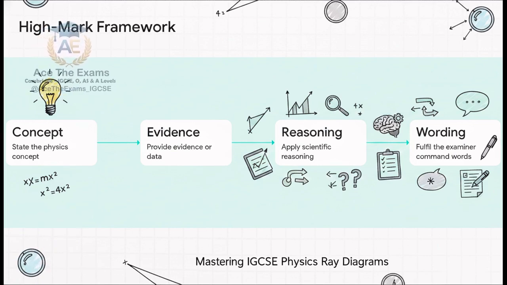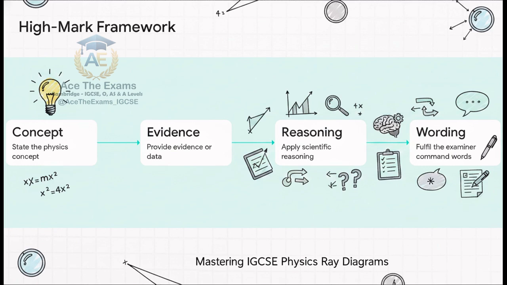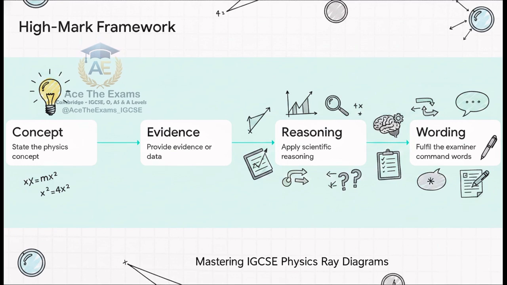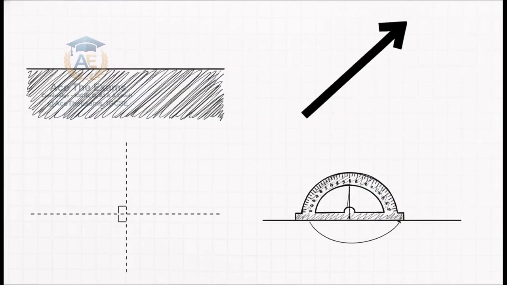Step 3. Apply your scientific reasoning. And Step 4, which is absolutely the most critical, fulfill the command words using precise examiner wording. This 4-step sequence proves to the examiner that you aren't just guessing, you are systematically applying real physics principles. So, how do we apply that blueprint to the actual math of a ray diagram?